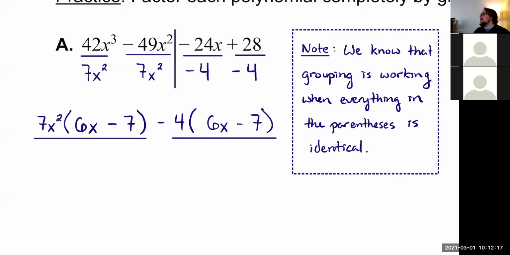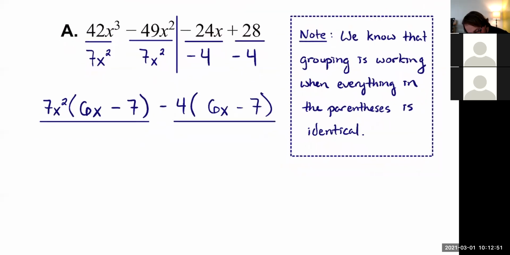What do they both have in common? What is the same? What's in the parentheses? The 6x minus 7. They have the same binomial. Well, when we were talking about greatest common factors, at no point did I say that a greatest common factor always has to be a monomial. The greatest common factor can be literally anything that they both or all have in common. Well, in this case, both halves here have in common this binomial 6x minus 7.